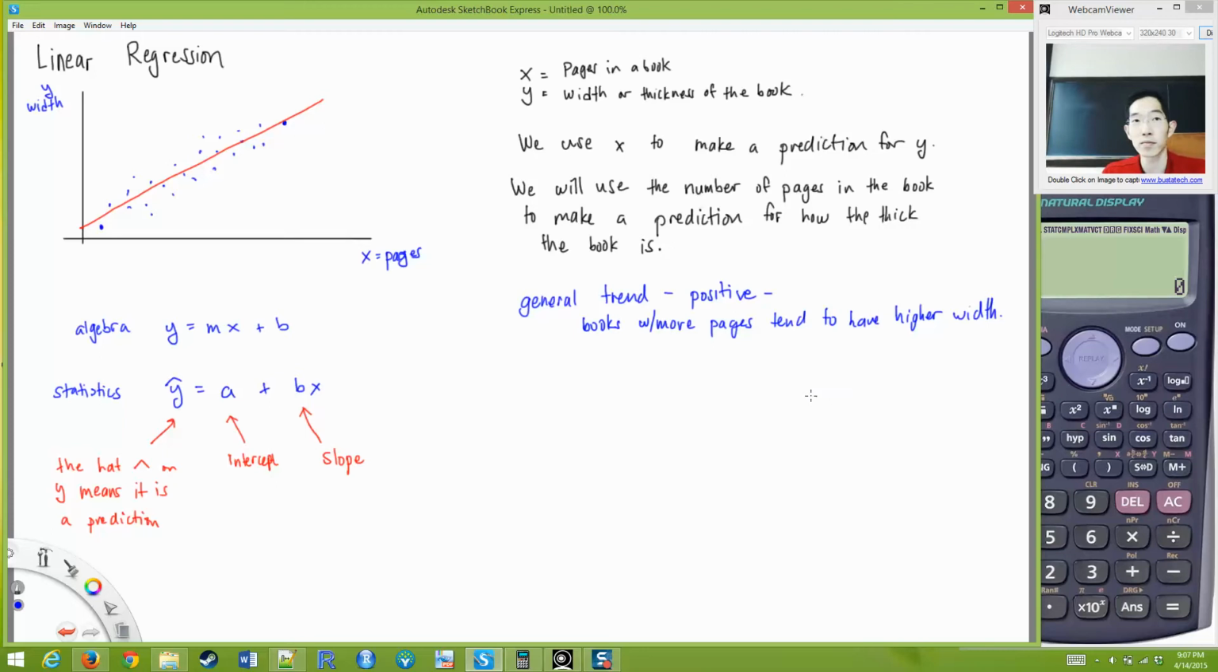What does the A stand for? A is the intercept. Okay, right? In algebra, you learned straight lines, you have a slope and an intercept, right? So in algebra, the slope was m and b was the intercept. In statistics, we write y hat is equal to a plus bx. A is the intercept and b is the slope.